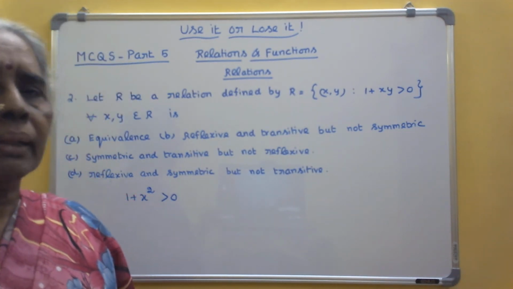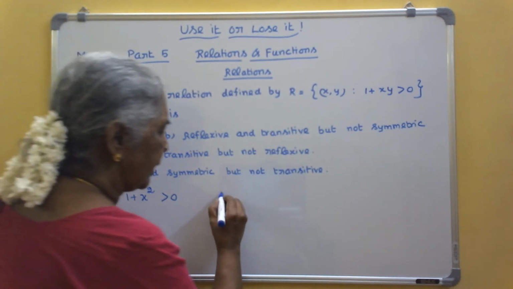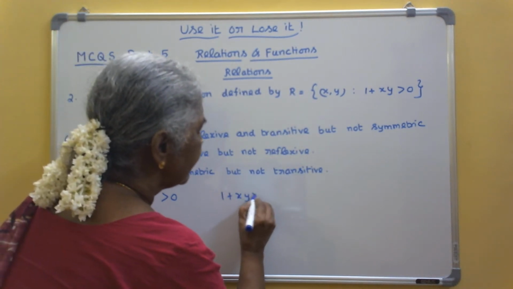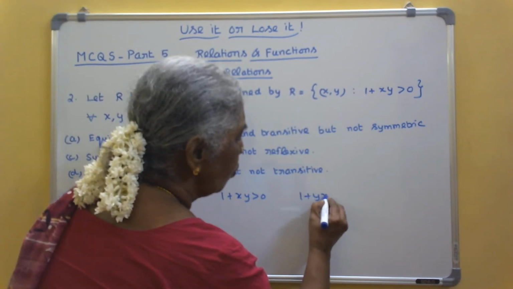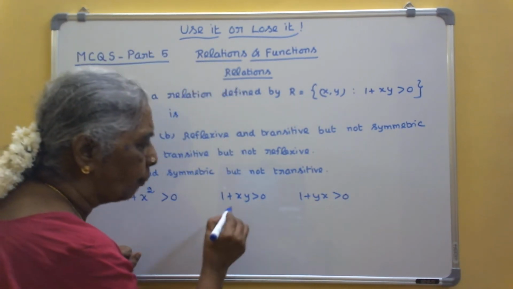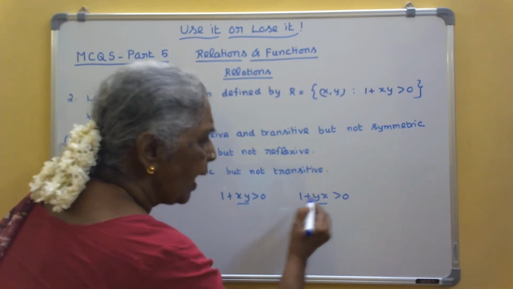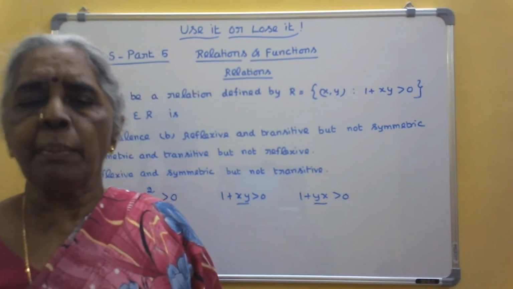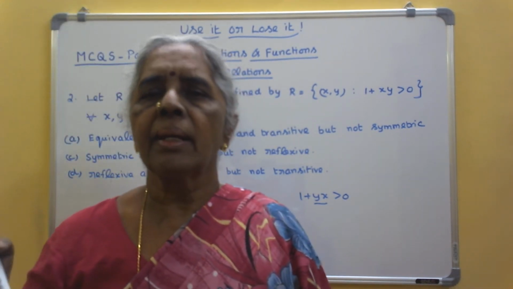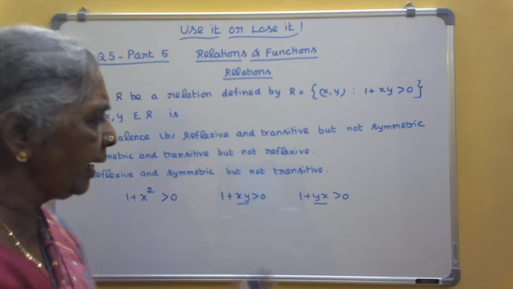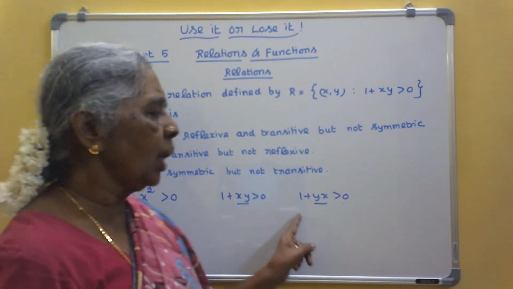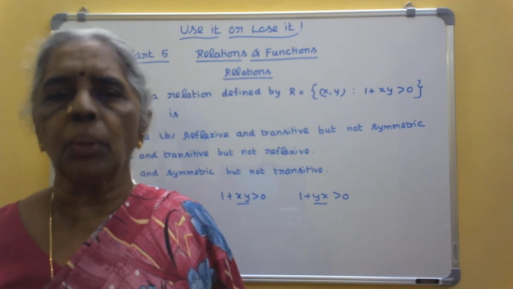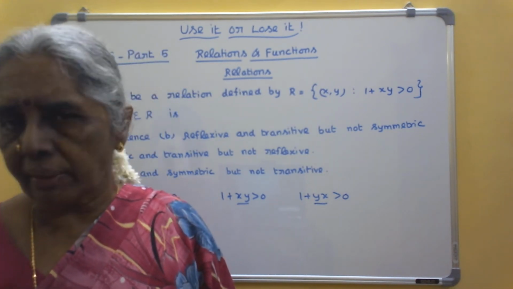Now let us come to symmetric. That is, if 1 + xy is greater than 0, that should imply 1 + yx is greater than 0. You know, xy and yx are the same, isn't it? Because multiplication is commutative. So when 1 + xy is greater than 0, you can definitely say 1 + yx is greater than 0. So R is symmetric.